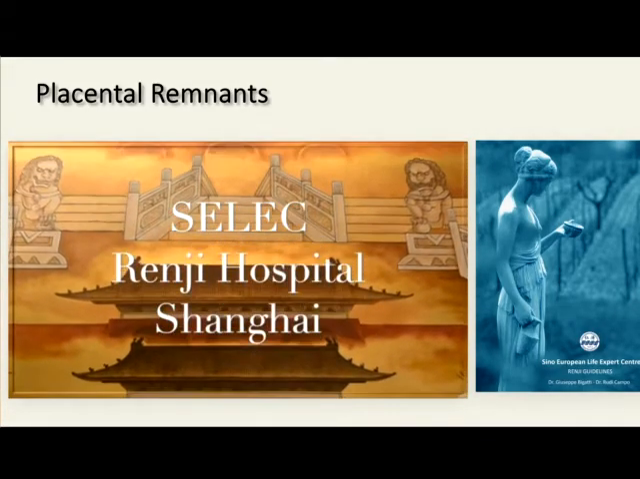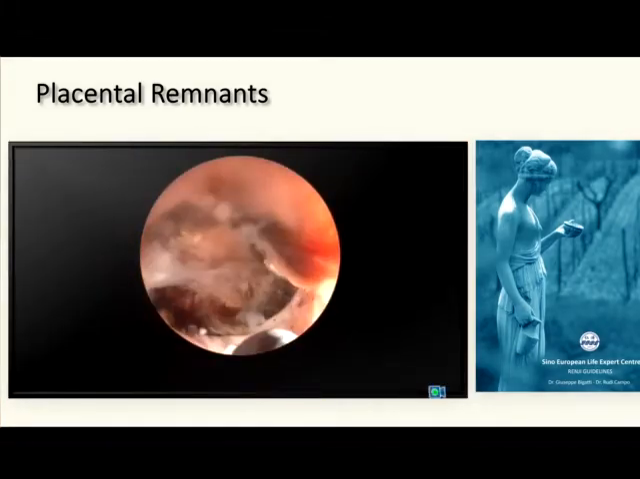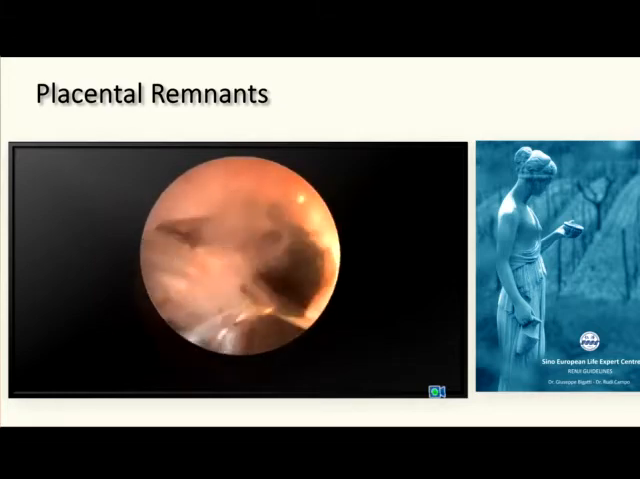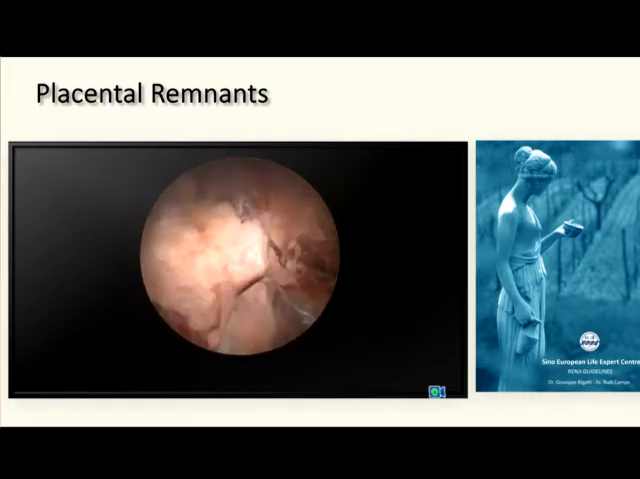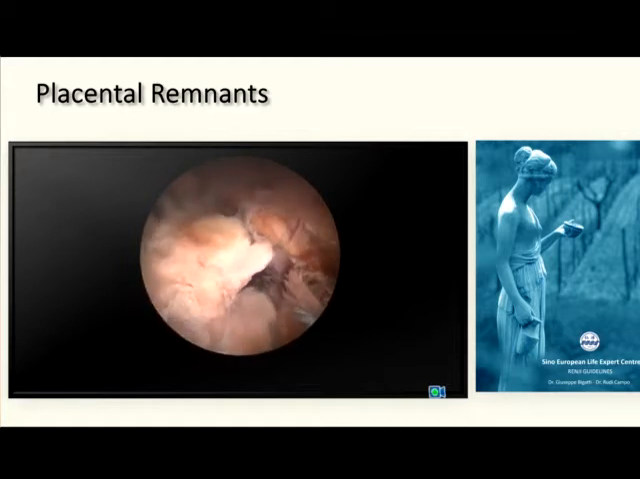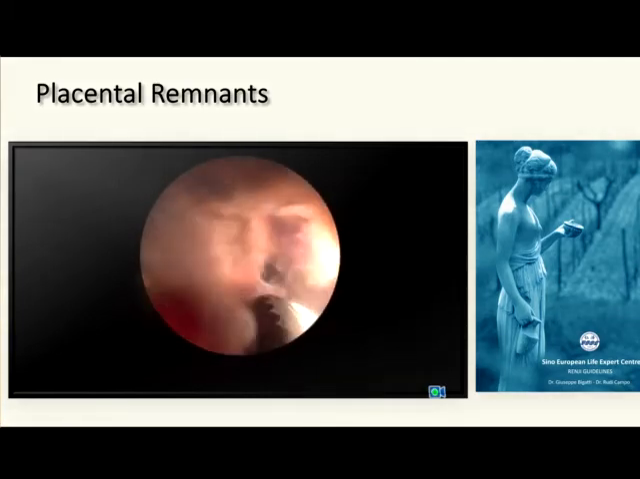This is a very interesting case because the placenta remnants were based mainly in the cervix. They were not inside the uterine cavity, which makes the procedure even more difficult with the resectoscope. By using the shaver, there is no heat inside the uterine cavity. You remove the placenta remnants quite easily.